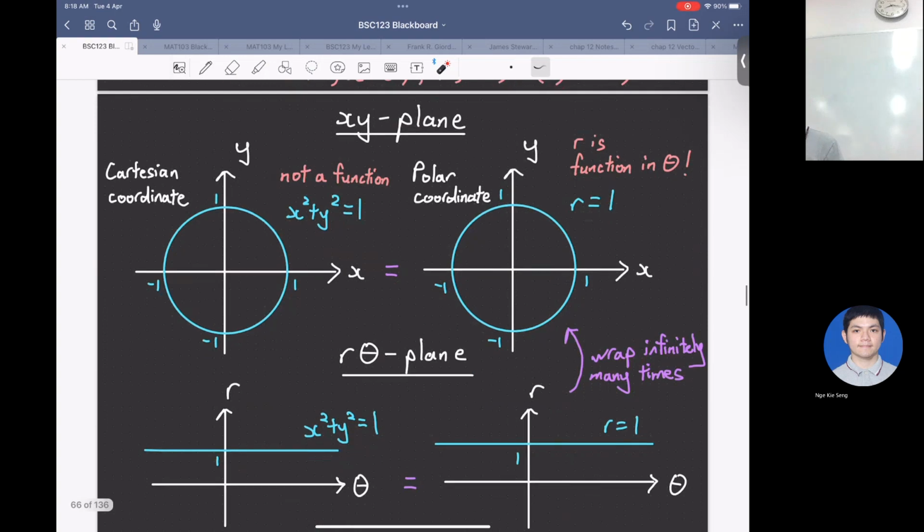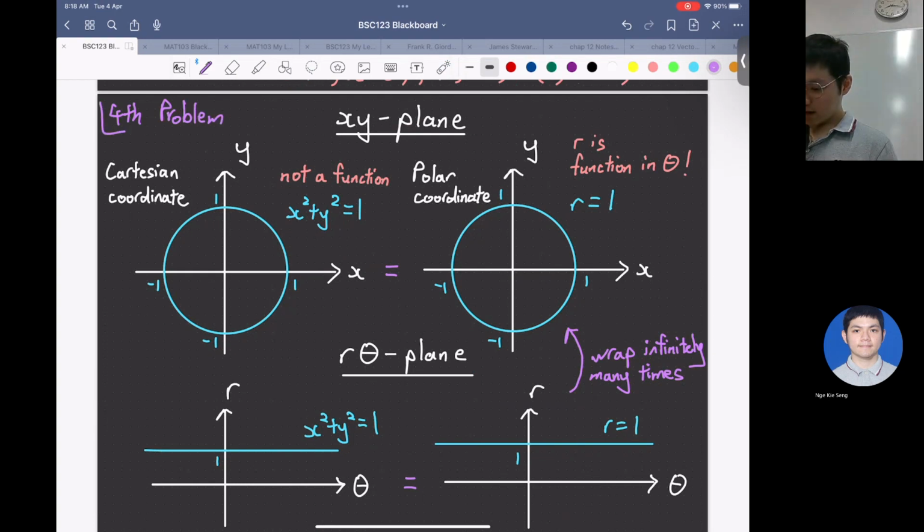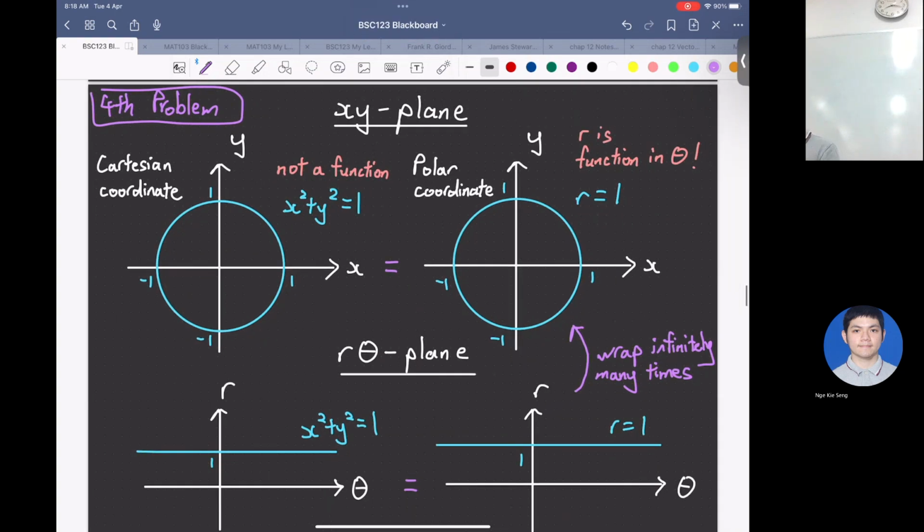Okay, next, fourth problem here. Last time we started on Cartesian and polar coordinates, and so on. So I fixed the definition here. The very first thing we do, right? If you're confused with all these pictures, follow what I say first.